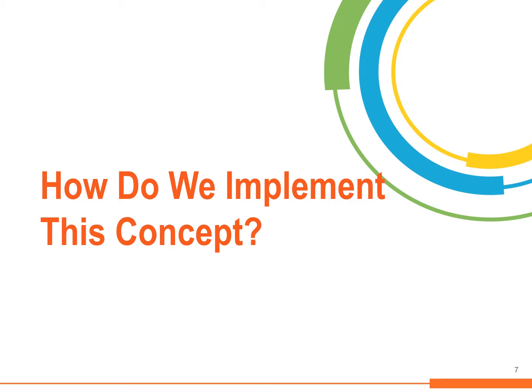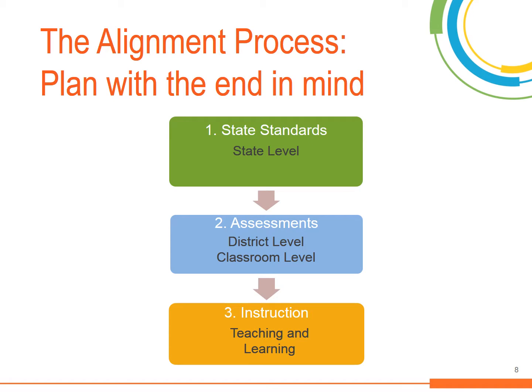Now that we have an understanding of the concept of alignment and assessment planning, let's think about the implementation process. Alignment is similar to choosing a vacation spot. First, you decide where you want to go, and then plan how to get there. A state standard as an end-of-year goal describes where you want to go. Assessment is the measurement of how close or far you are to your destination. Instruction is how you get there.